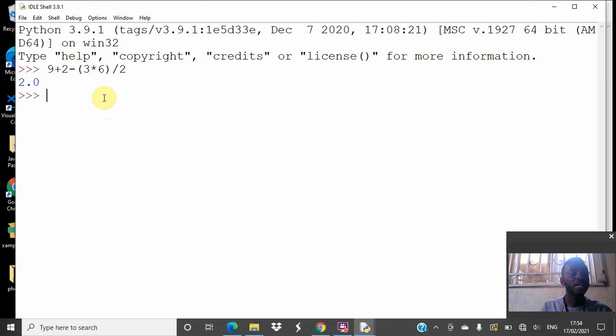Like we said, the operation begins with the parenthesis. So 3 multiplied by 6 gives us 18. Then 18 is divided by 2, which gives us 9. Then the operation begins from the left hand side towards the right hand side. So what we simply have is 9 plus 2 minus 9. So this gives us the answer 2. So this is how the operations in mathematical expressions are treated in Python.